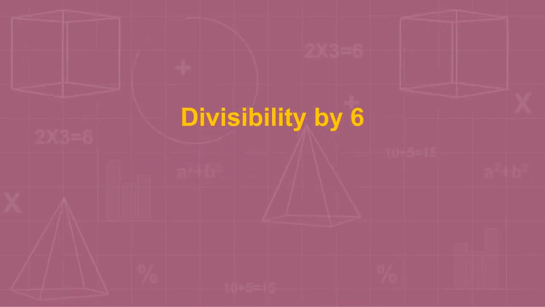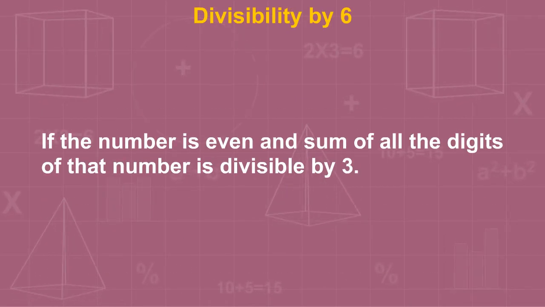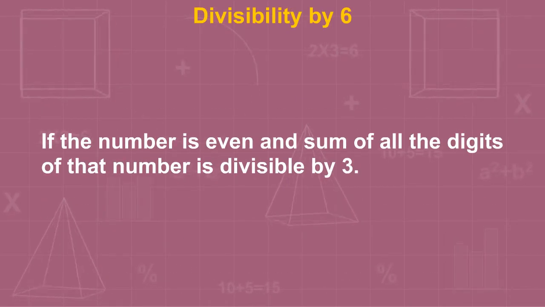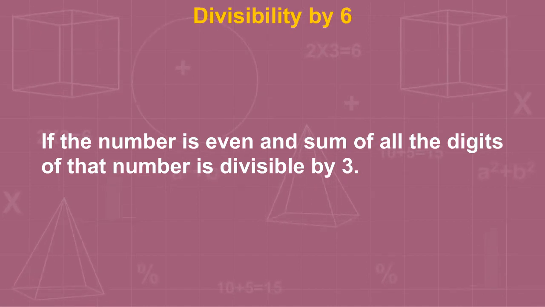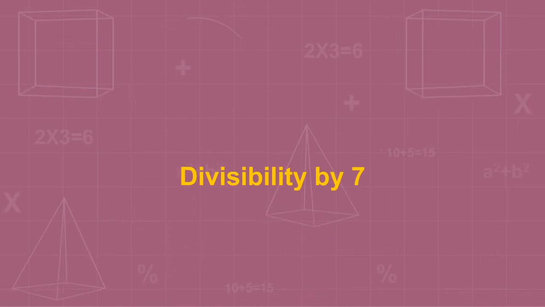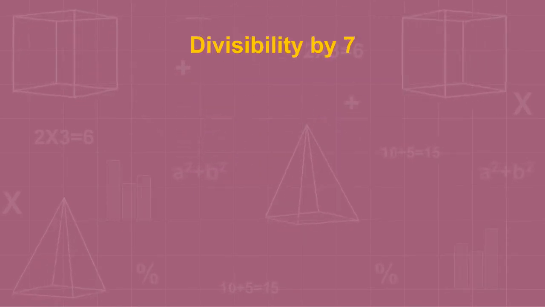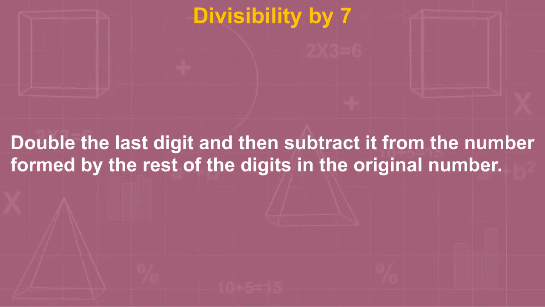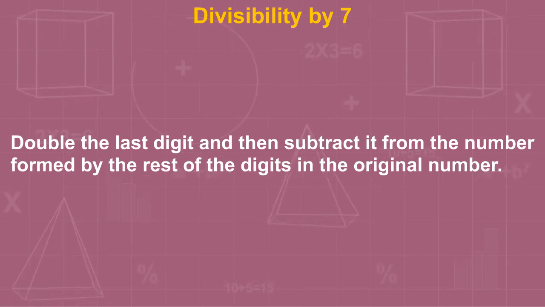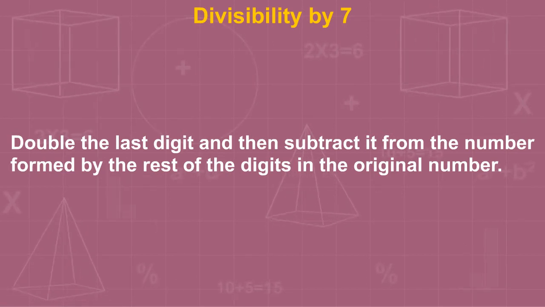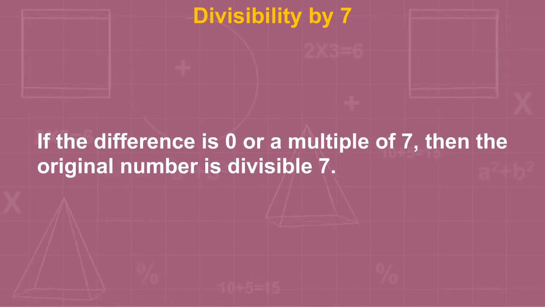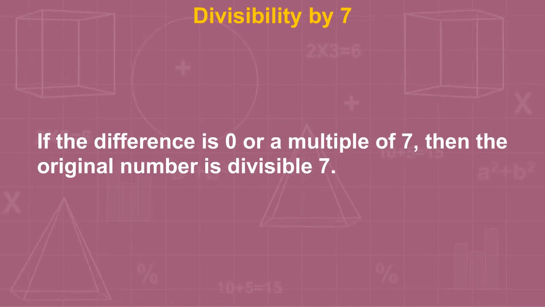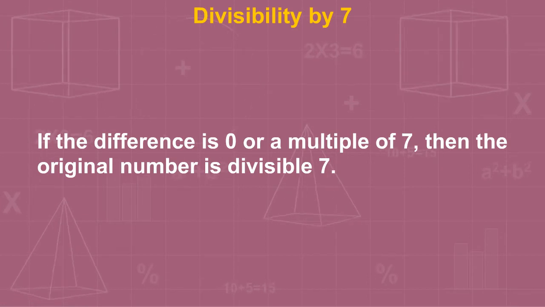Divisibility by 6. A number is divisible by 6 if that number is even and the sum of all the digits of that number is divisible by 3. Divisibility by 7. Double the last digit and then subtract it from the number formed by the rest of the digits in the original number. If the difference is 0 or a multiple of 7, then the original number is divisible by 7.